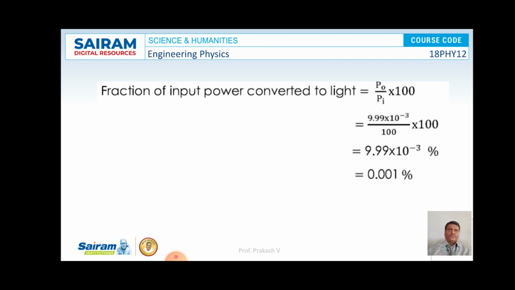And fraction of input power converted to light is equal to P naught by Pi into 100, that is 9.99 into 10 to the power minus 3 by 100 into 100. So it is observed to be 9.99 into 10 to the power minus 3, or equal to 0.001 percentage. So that's the fraction of input power converted into light.